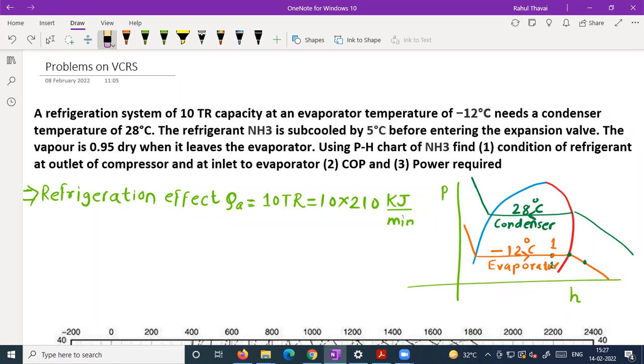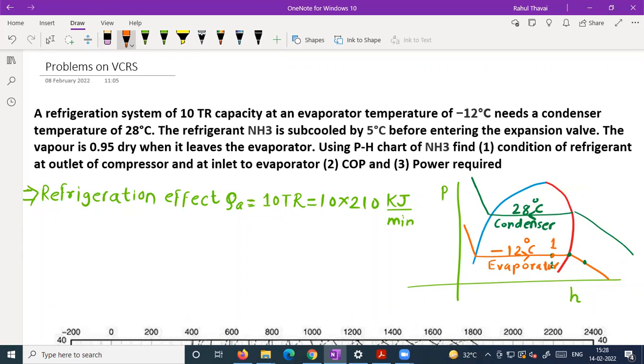Why did I take point number 1 here? Because you can see the vapor is 95% dry. That means it is 5% wet, and even a single percentage of wetness makes it a wet vapor. So point number 1 is lying here because it's wet. Is that okay? Yes, let me know. Yes, sir.